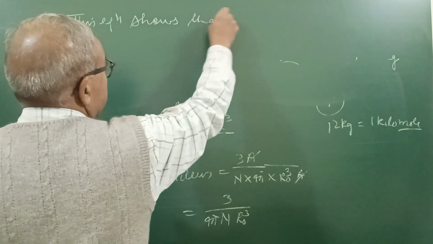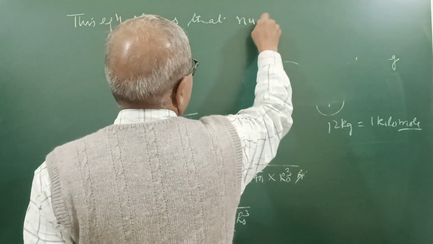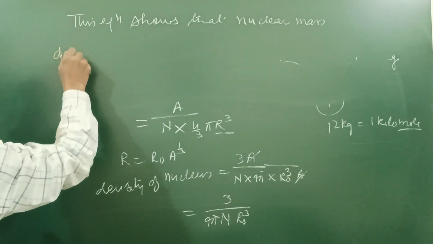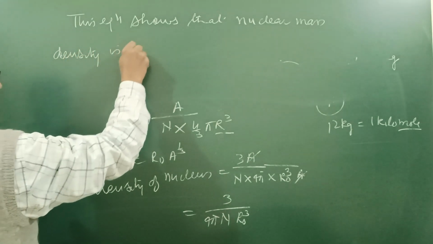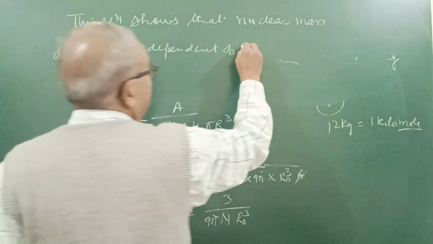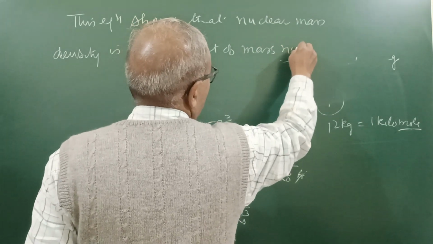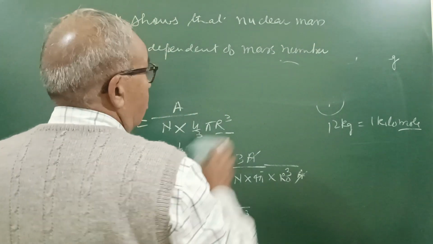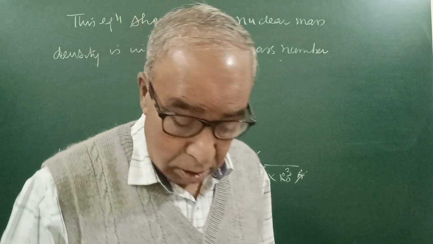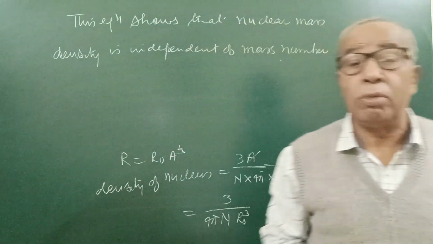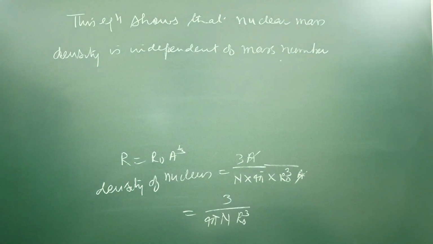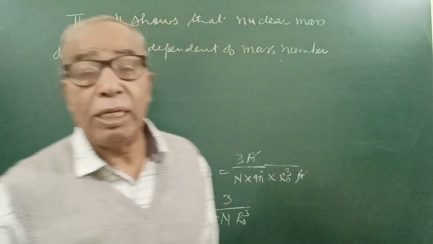This equation shows here that nuclear mass density is independent of mass number. Meaning the density of a helium nucleus, the density of a uranium nucleus, the density of a gold nucleus is the same. All nuclear elements have the same density.